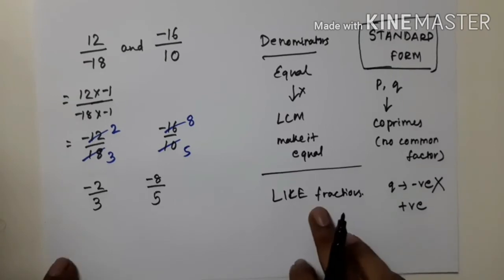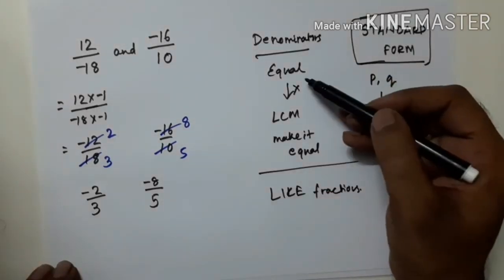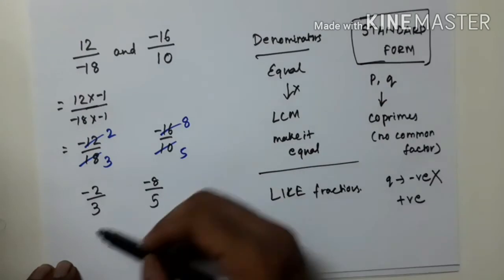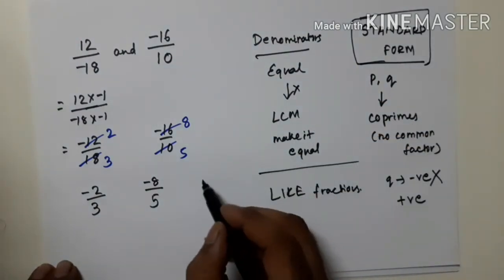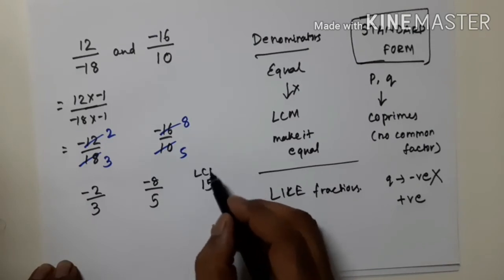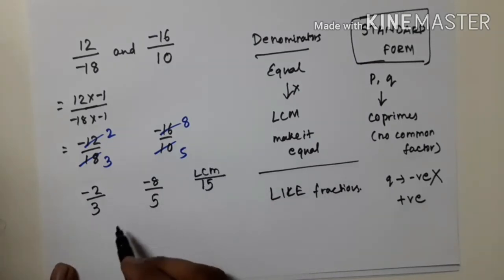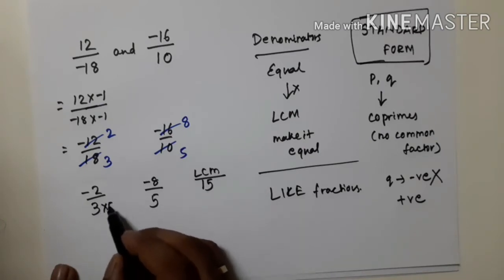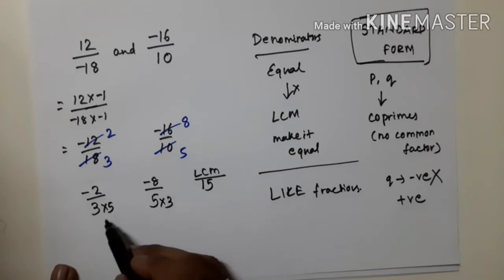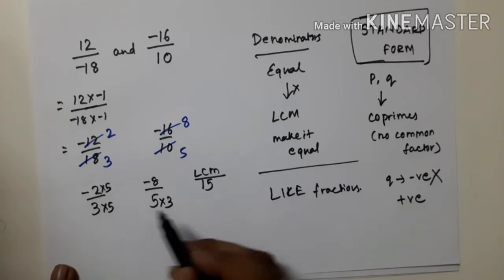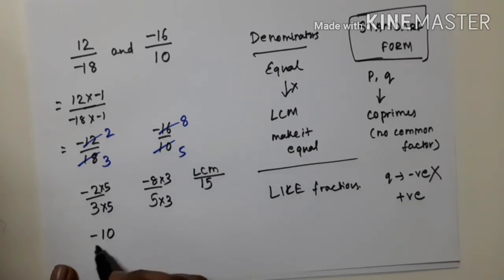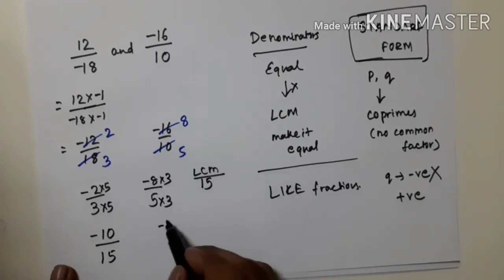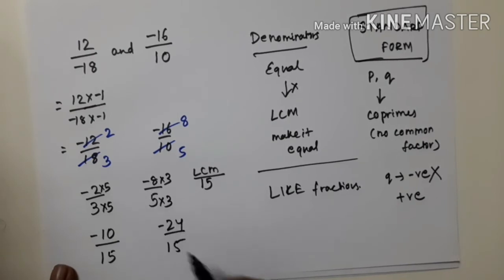The next step, are the denominators equal or not? They are not equal. So since they are not equal, you have to take out the LCM. So the LCM of 3 and 5 is 15. So both should be now converted to 15. The denominator has to be 15 now. So 3 5s are 15, 5 3s are 15. If you are multiplying 5 here, I have to multiply 5 for the numerator. If you are multiplying 3, you have to multiply 3. So now we get minus 10 by 15, and we get here minus 24 by 15.